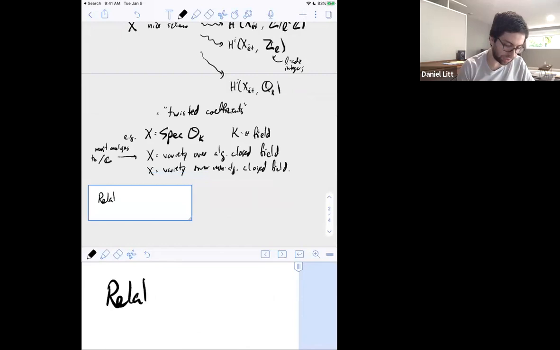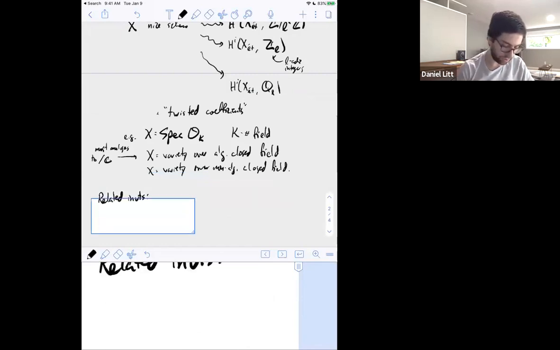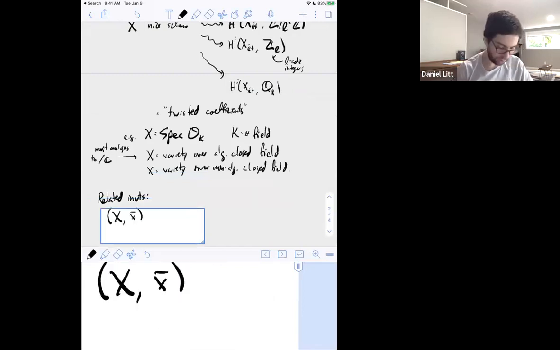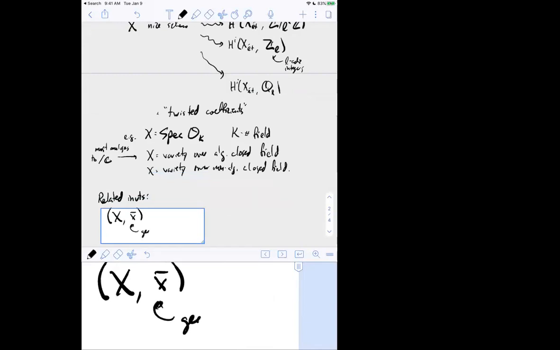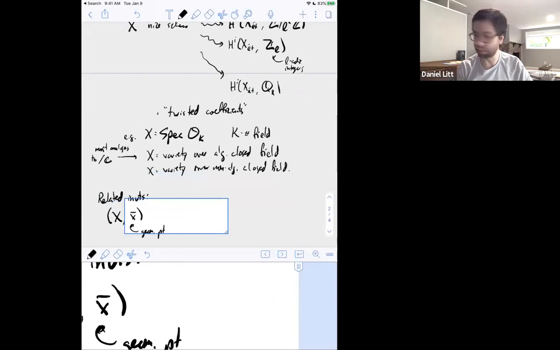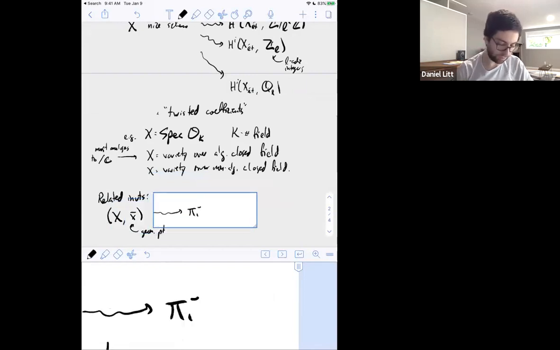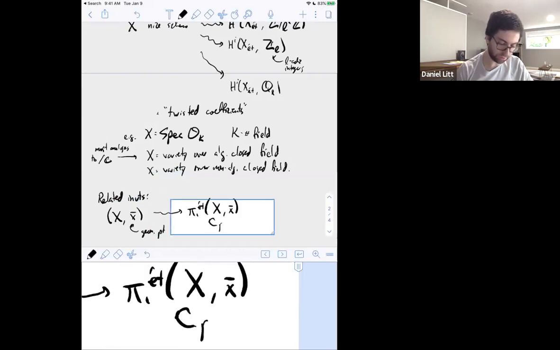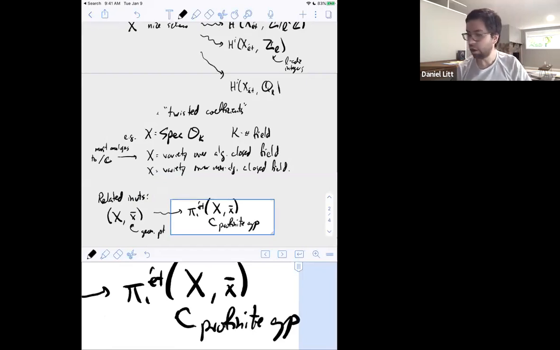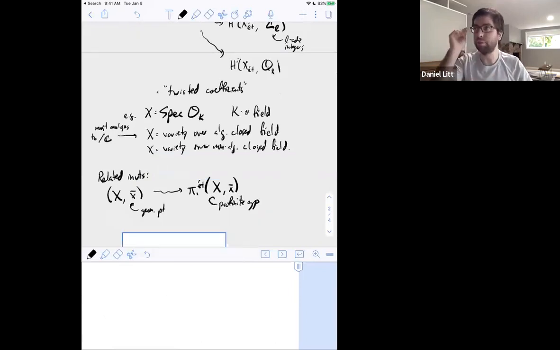So there's going to be a lot of related invariants, which are going to be very important. For example, to X a scheme and x bar, a geometric point of X, that just means a map in from Spec of an algebraically closed field, we're going to associate a version of the fundamental group. And this is going to be a topological group, a profinite group. Okay, and so we'll probably cover that in the third or fourth lecture.